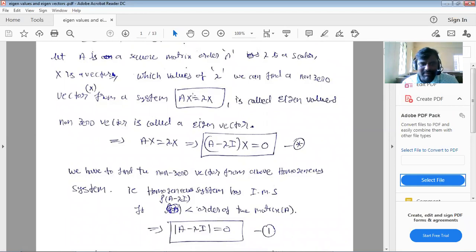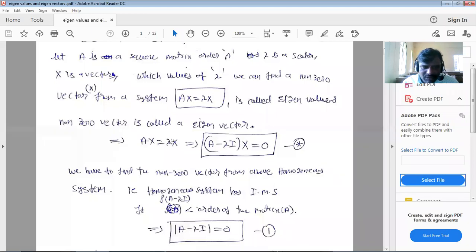Now, the above equation implies Ax is equal to lambda x. This implies (A minus lambda I) into x is equal to 0. See, matrix satisfies the distributive law. Therefore, Ax minus lambda into I into x. With I and any matrix, we get the same matrix, that is x only.